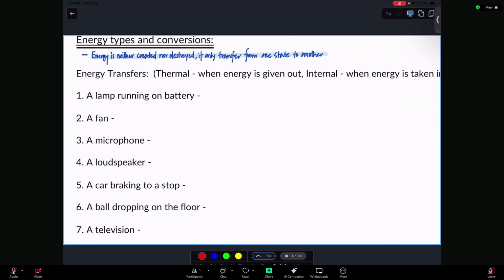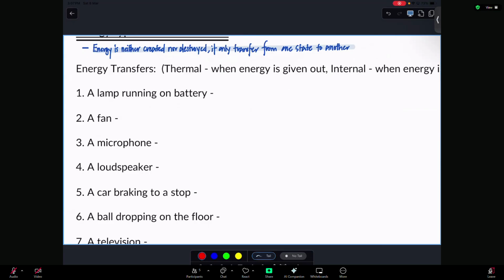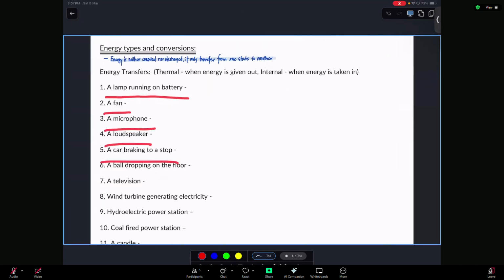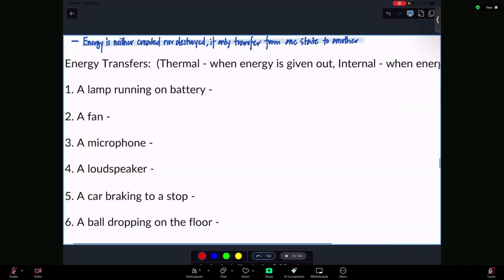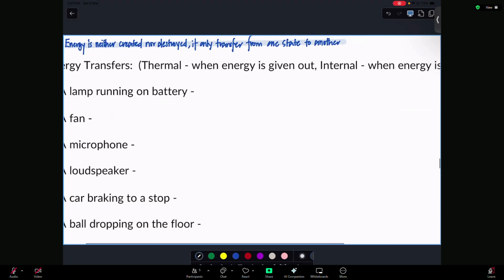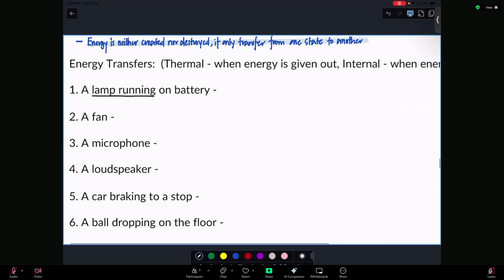Tell me the different energy transfers that take place for a lamp running on a battery, a fan, a microphone, loudspeaker. We'll do five of these. Let me show you one so you can see how I want the answer. Okay, so what is the energy transfer for a lamp running on a battery? So first of all, you need to understand what is the input here and what is the output here.